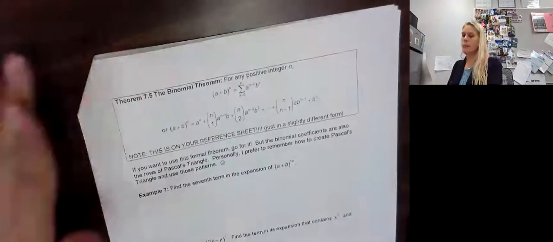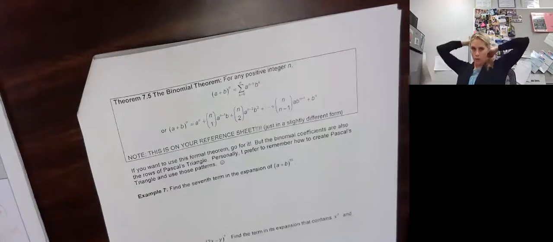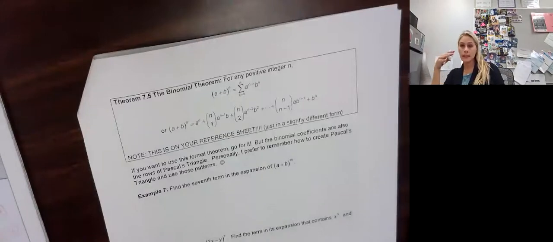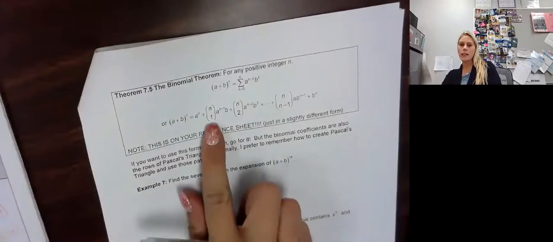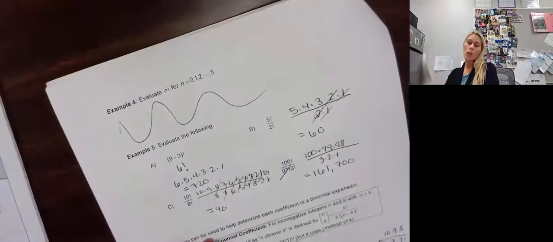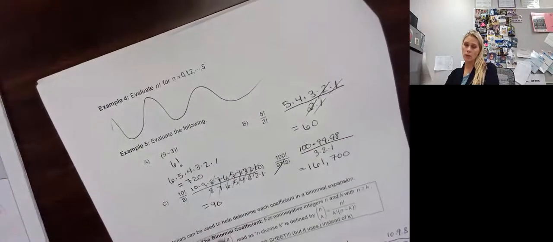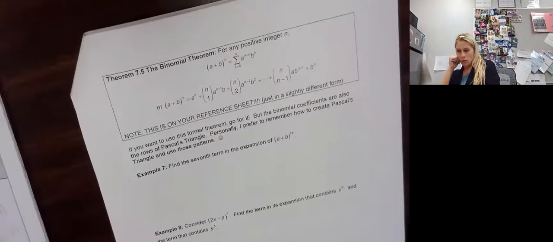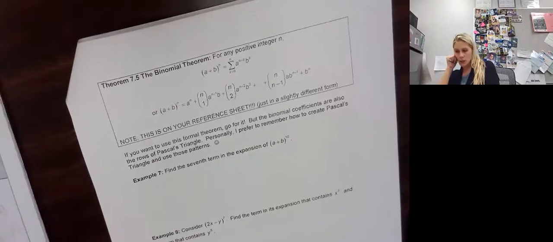All right, so how does that help us? The binomial theorem for any positive integer n, a plus b to the n, is the sum, right? That's how we were doing the expansion of it. But we can also think of it as the coefficient that's in front of every term is our binomial coefficient, right? So we can do the factorial stuff for that. If you want to use a formal theorem, go for it. But the binomial coefficients are also the rows in the Pascal's triangle.